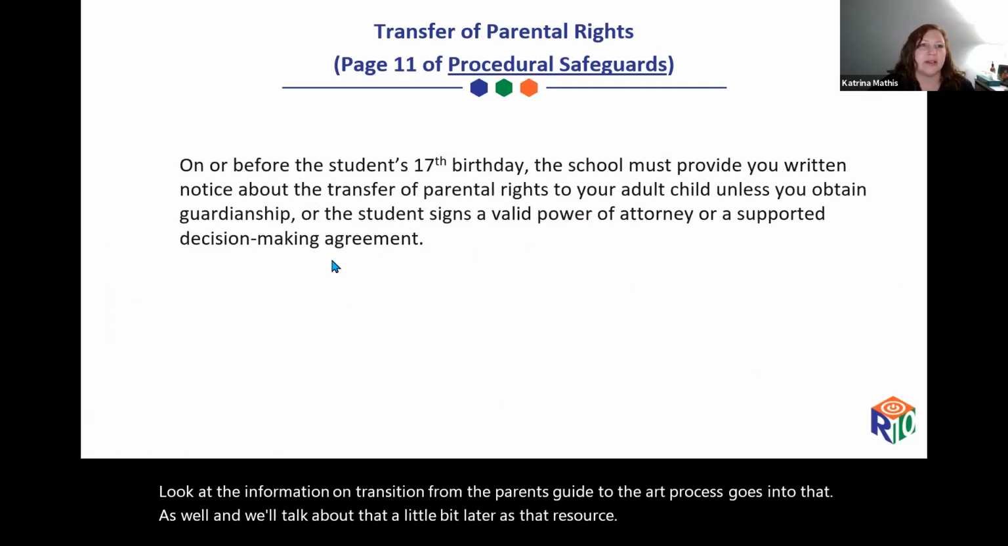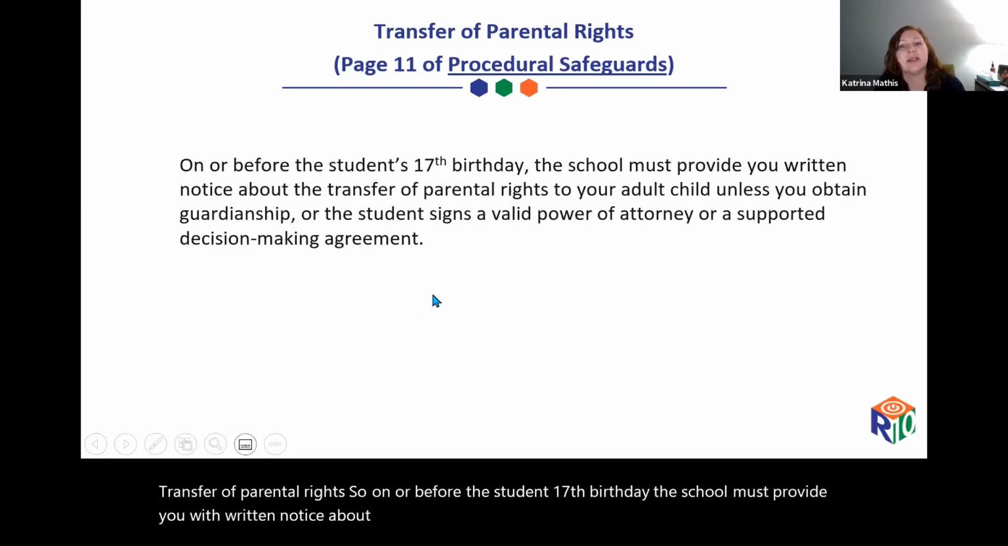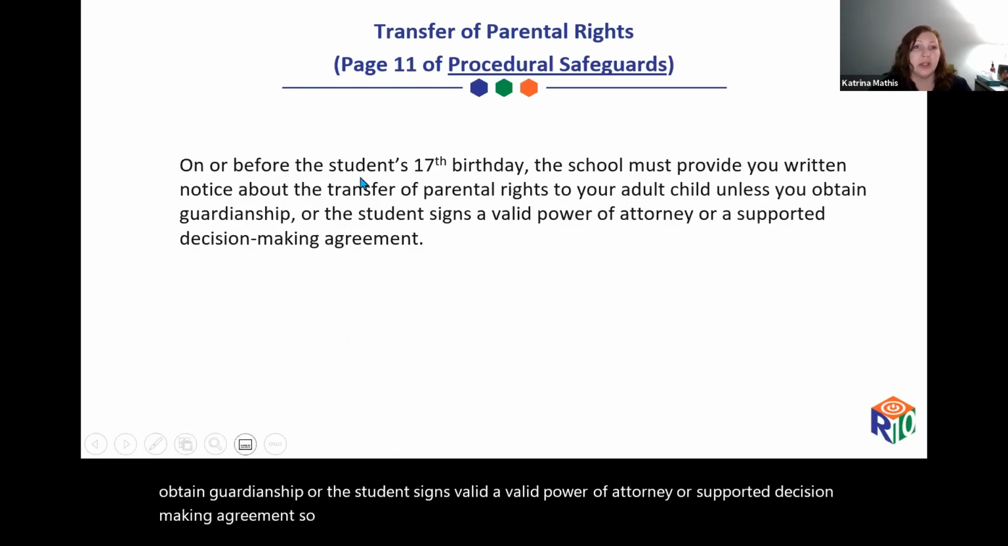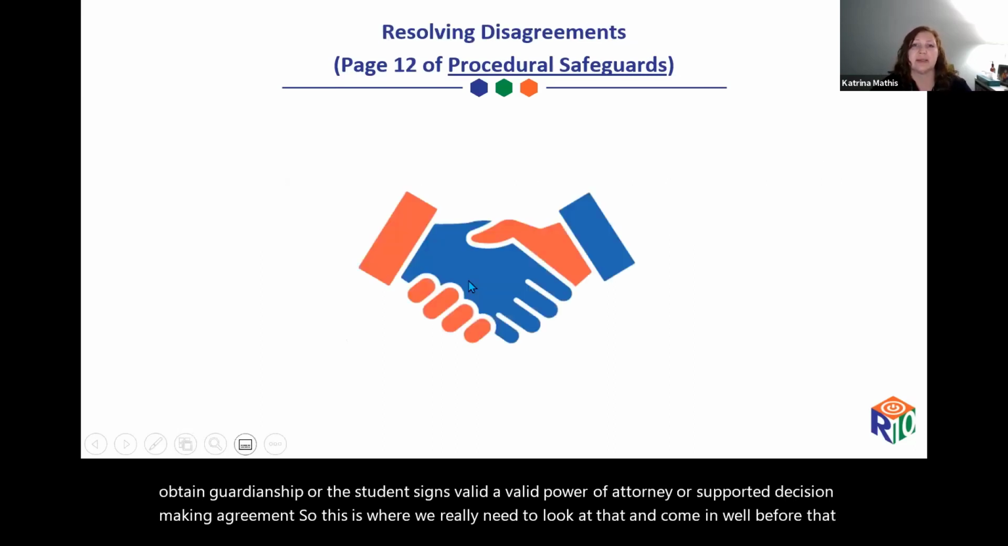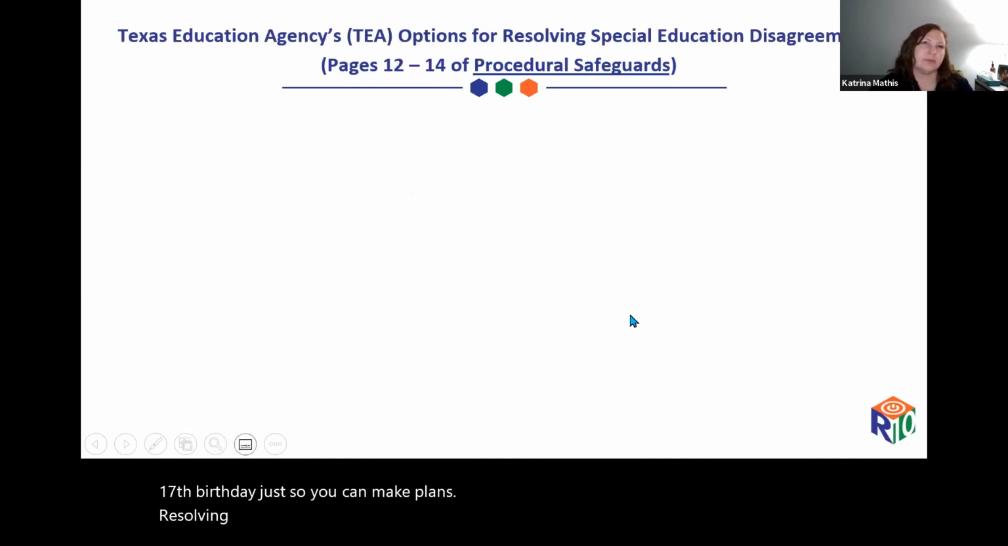Transfer of parental rights. On or before the student's 17th birthday, the school must provide you with written notice about the transfer of parental rights to your adult child, unless you obtain guardianship or the student signs a valid power of attorney or supported decision-making agreement. So this is where we really need to look at that well before that 17th birthday, just so you can make plans.